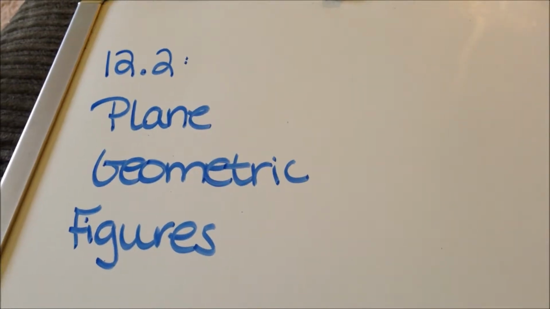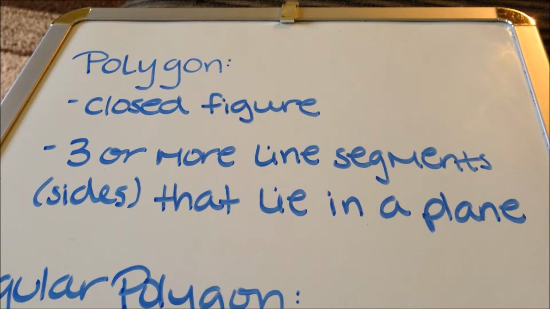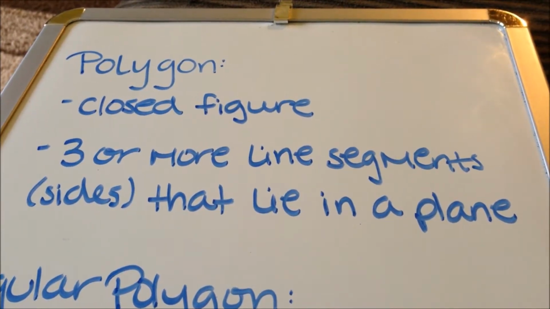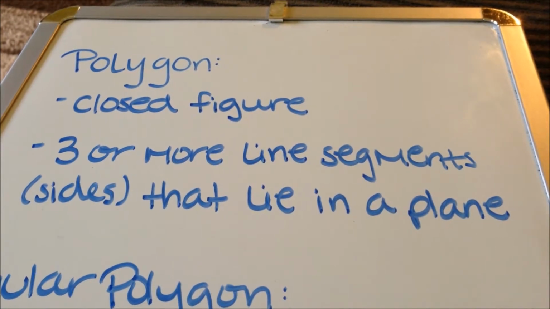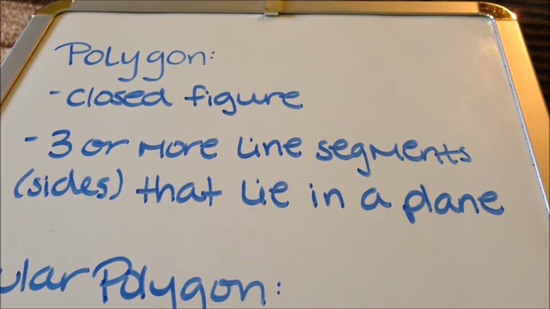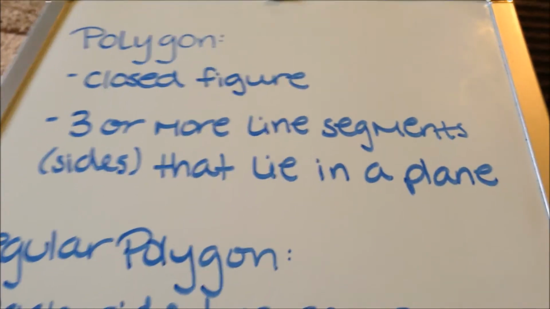Section 12.2, Plane Geometric Figures. A polygon is a closed figure that has three or more line segments, also known as sides, that lie in a plane. Some examples are square, rectangle, triangle, hexagon, pentagon, etc.